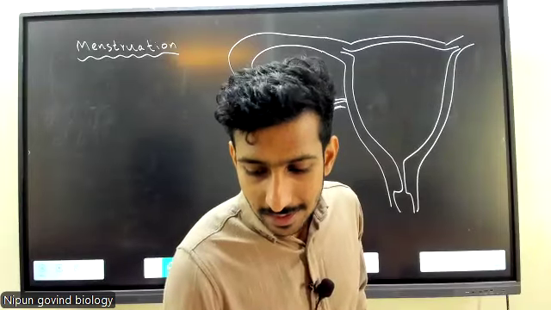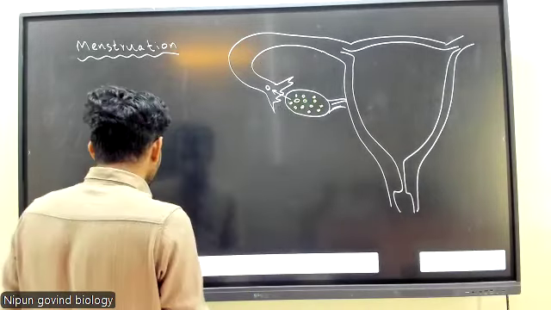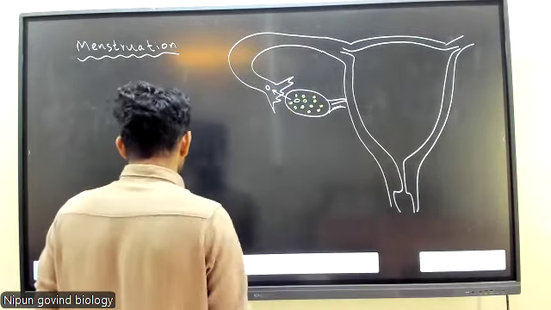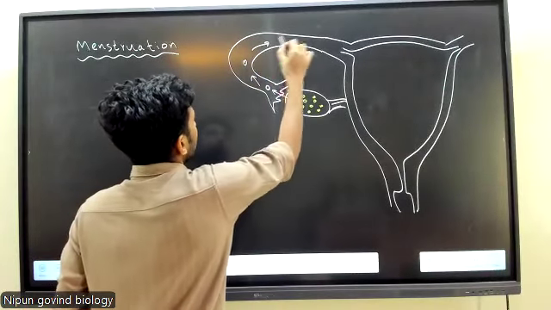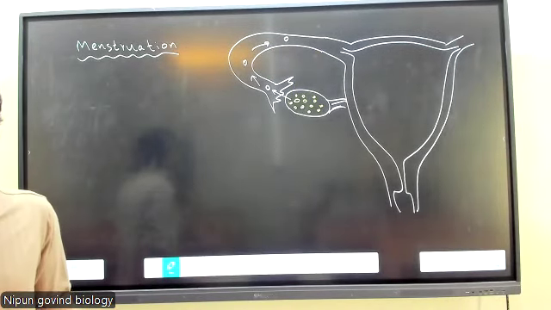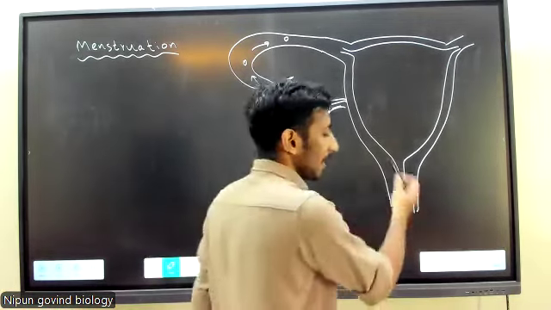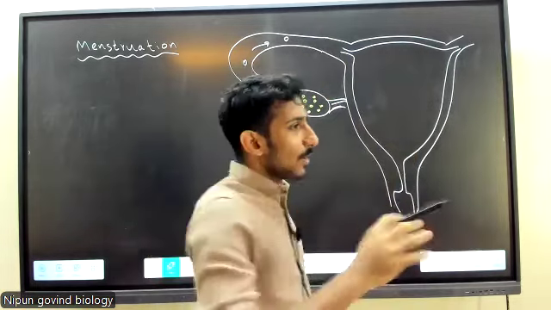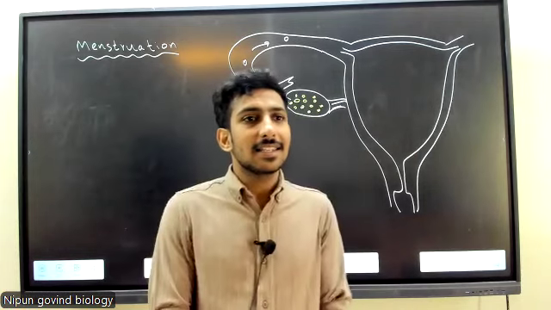When ovulation has occurred, this ovum will move and reach here, and the ovum will be waiting for the entry of sperm. When the sperm comes, fertilization will occur, right? After fertilization, what will happen? There is implantation and development of embryo.